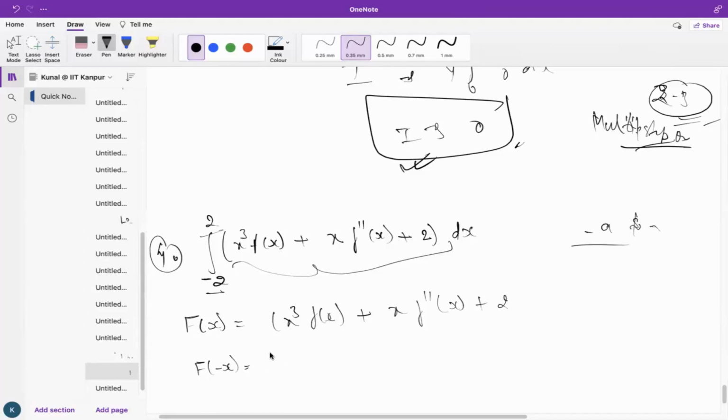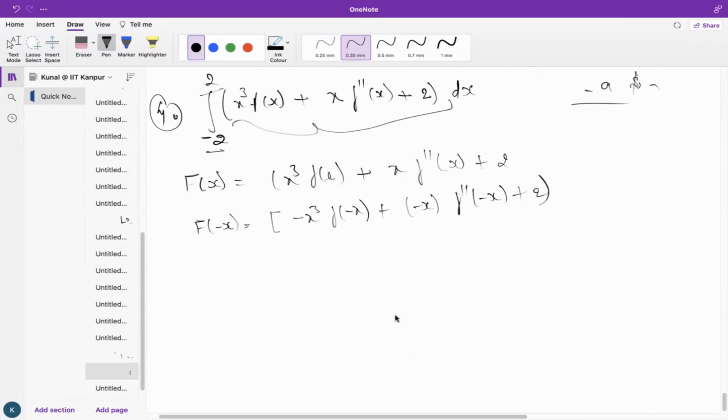So put minus x in place of x. We get minus x cube f of minus x plus minus x and f double dash of minus x plus 2. And we know that a constant function is an odd function, right? So if you notice here, if we take minus common, we actually get x cube f of minus x plus x f double dash of minus x, and this is a constant, so nothing to worry about.